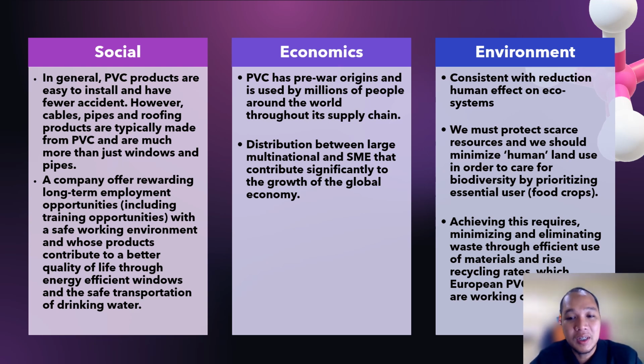For the environment, we can see it consists of reducing human effect on ecosystems. We must protect scarce resources, and we should minimize human land use in order to care for biodiversity by prioritizing essential use of food crops.